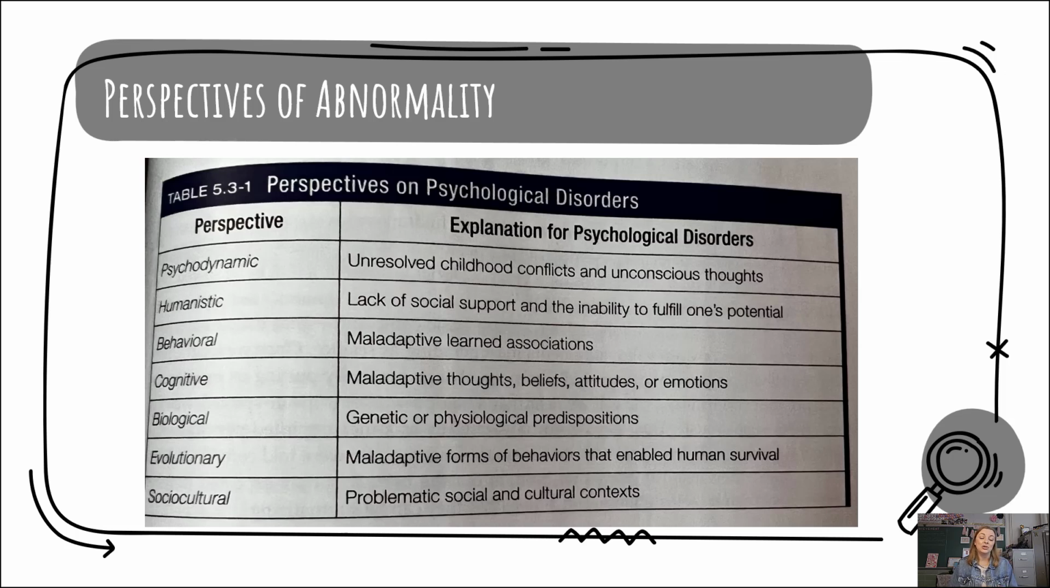Next is the biological perspective. According to this view, psychological disorders have a genetic or physiological basis. Conditions like schizophrenia, for example, are often linked to brain chemistry and inherited traits.